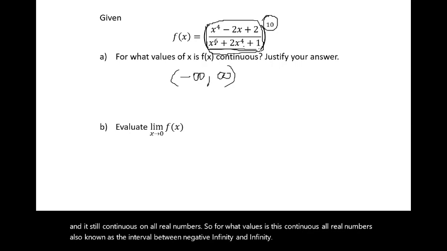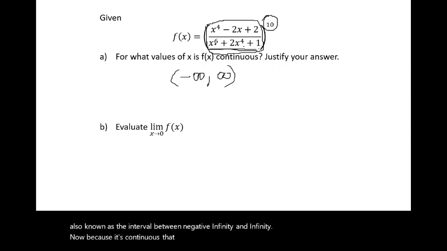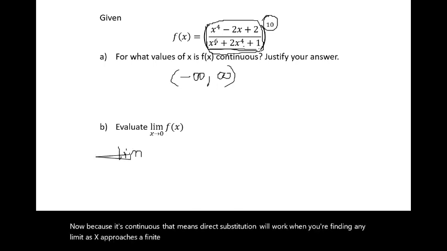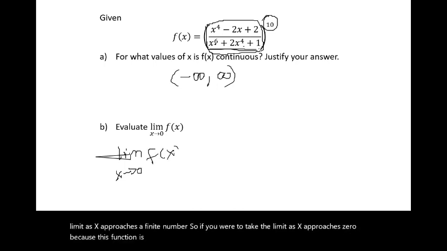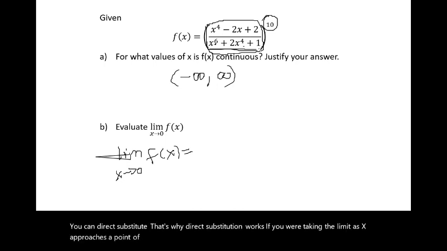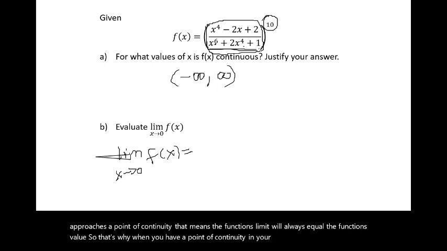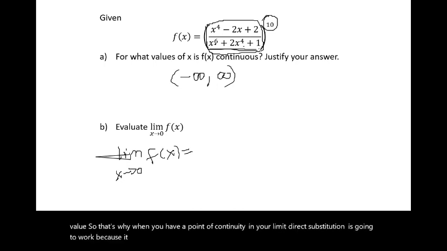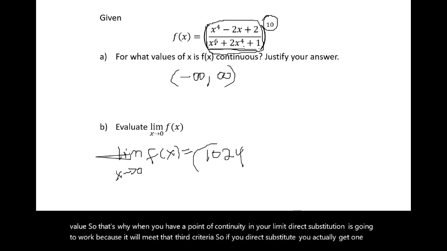Now, because it's continuous, that means direct substitution will work when you're finding any limit as x approaches a finite number. So if you were to take the limit as x approaches 0, because this function is continuous, you can direct substitute. That's why direct substitution works. If you are taking the limit as x approaches a point of continuity, that means the function's limit will always equal the function's value. So that's why when you have a point of continuity in your limit, direct substitution is going to work because it will meet that third criteria. So if you direct substitute, you actually get 1024 for this limit.